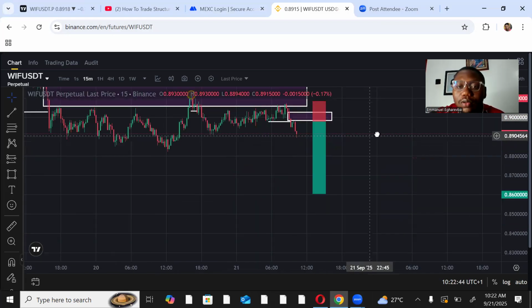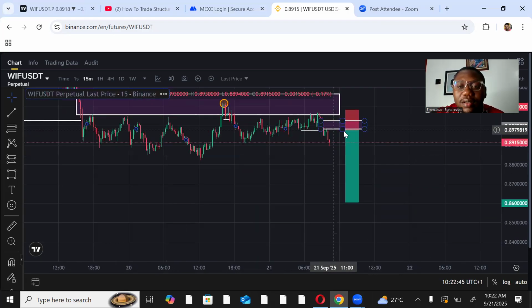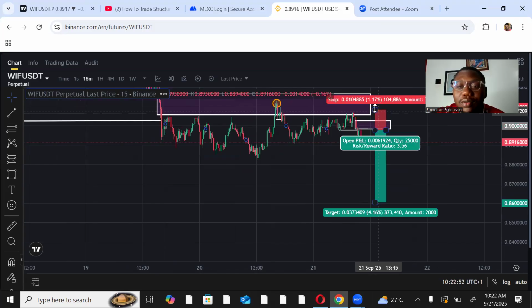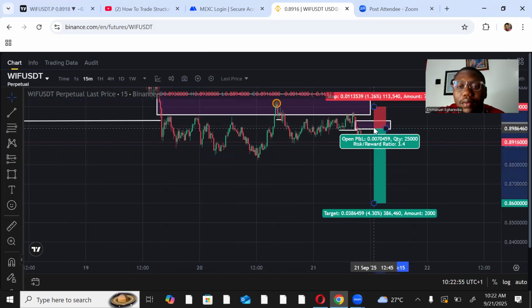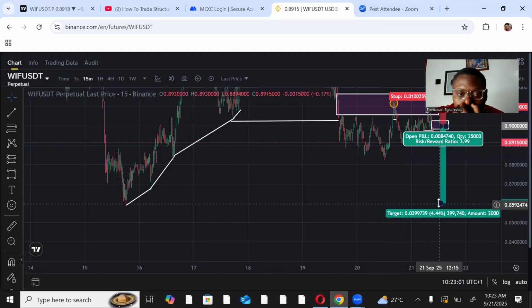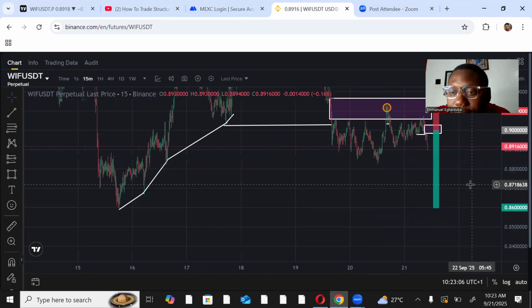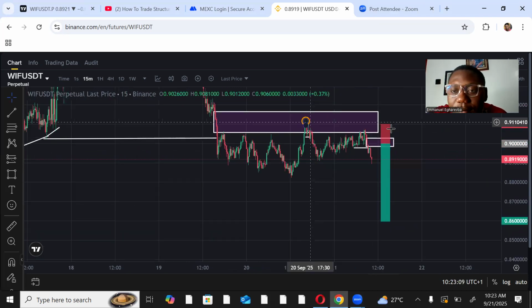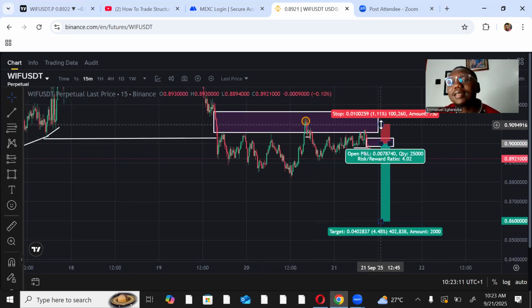So I would get my entry from here and then begin to sell to this point. I'm targeting a 1 to 4 RR. Yes, a 1 to 4 RR as my target. And once I get that, I'm done.